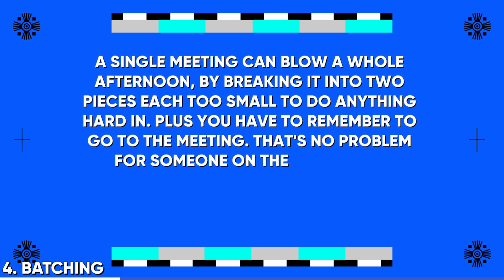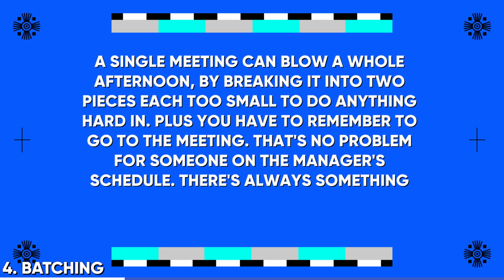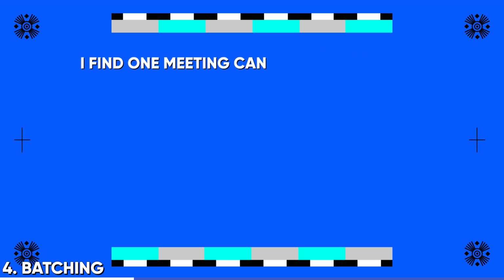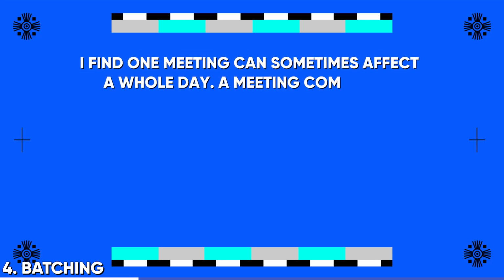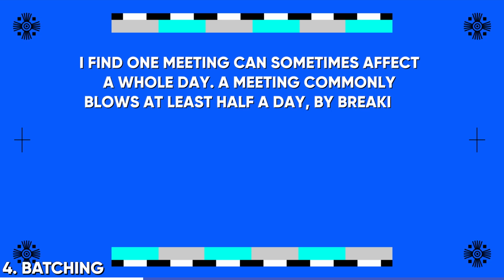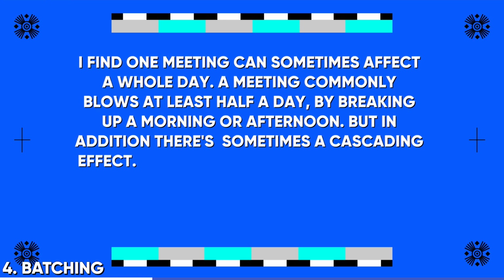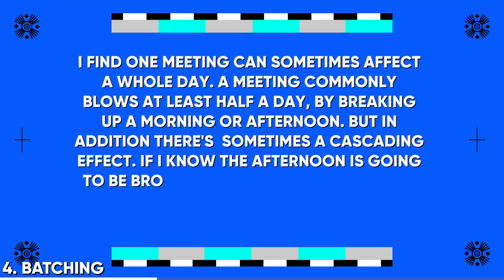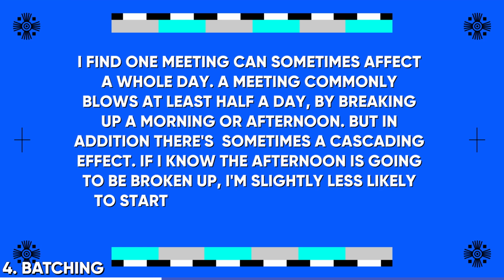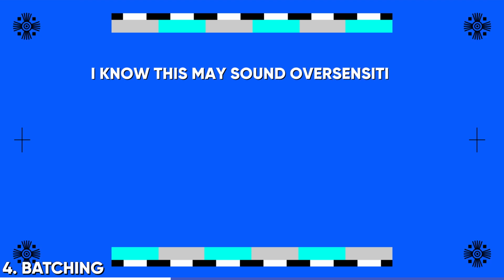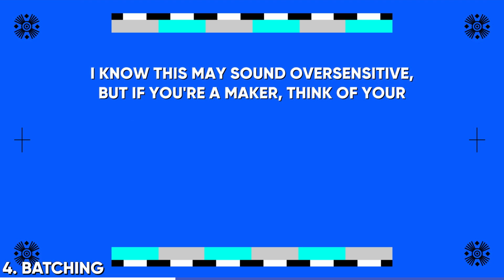That's no problem for someone on a manager's schedule. There's always something coming on the next hour. The only question is what? I find one meeting can sometimes affect a whole day. A meeting commonly blows at least half a day by breaking up a morning or afternoon. But in addition, there's sometimes a cascading effect. If I know the afternoon is going to be broken up, I'm slightly less likely to start something ambitious in the morning. I know this may sound oversensitive, but if you're a maker, think of your own case.